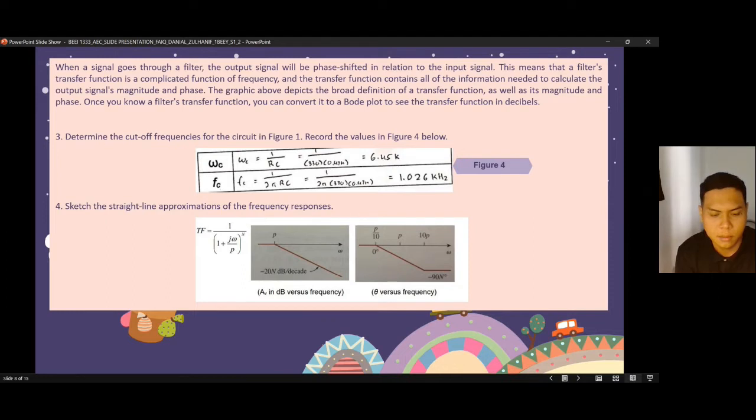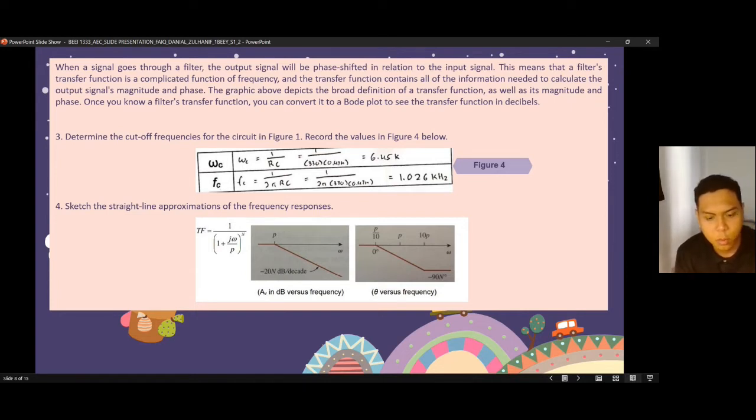Once you know a filter's transfer function, you can convert it to a dot plot to see the transfer function in decibels. After that, we determine the theoretical cutoff frequency for figure 1 to record the values in figure 4 below. This step is very important for us because we need to know the value of cutoff frequency, as we need to measure it later, and the value of it must not be different from the theoretical one, as from figure 4 in this slide.